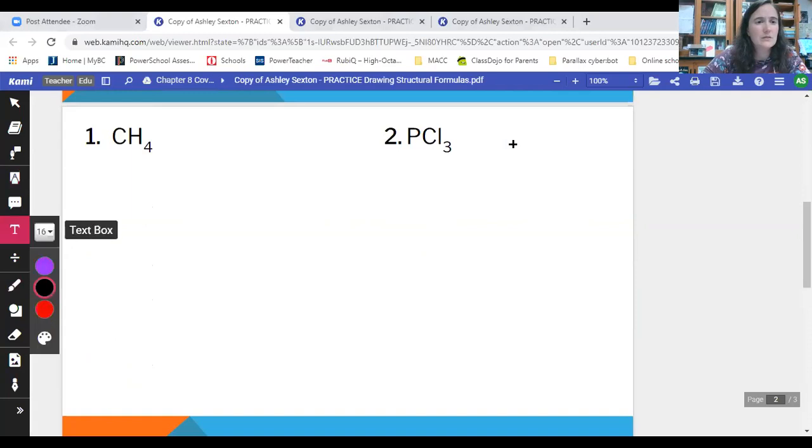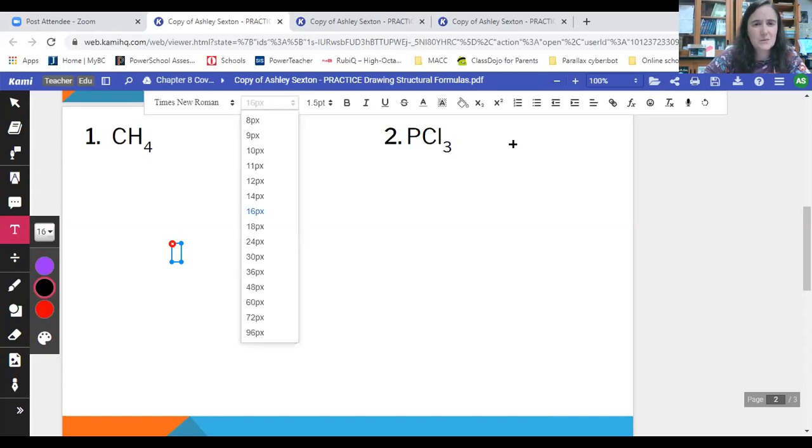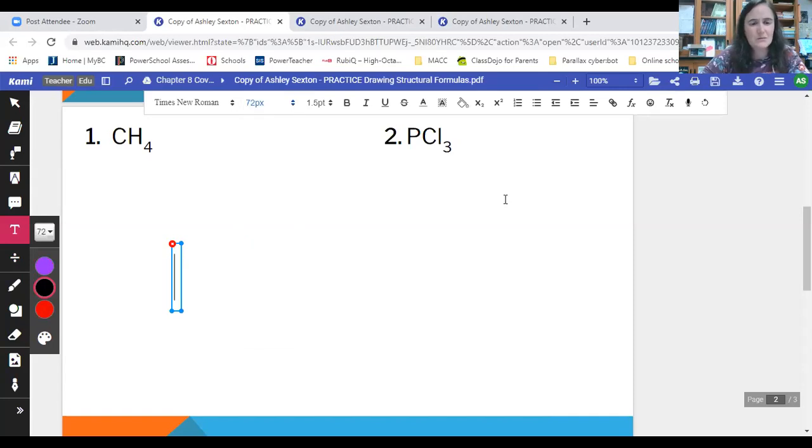You can use the drawing. You can write a big old C if you want, or you can use the text box. I'm just going to use the text box because my handwriting looks crappy, so I'm just going to put a big old C there. I'm going to do this in 2 steps, just so that y'all can see. Let me figure out where I want to put this. So I'll put it right here.